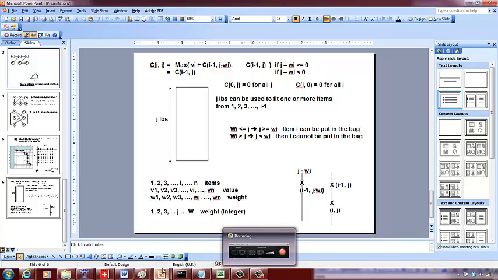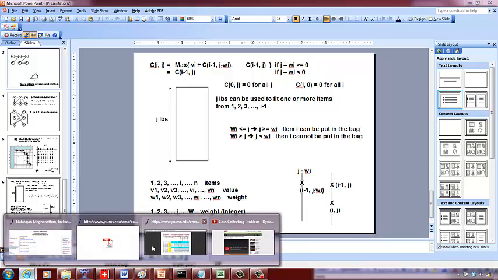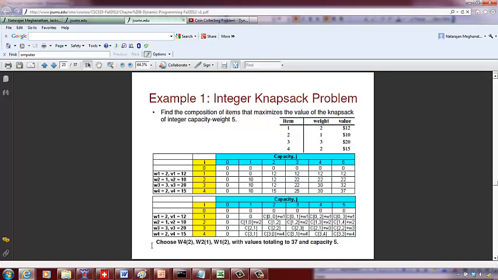So how do you really decide which items you have to select? This is our final solution, that's 37, which corresponds to this cell. So it means we have to start with this W4 and see what else we have to do, right? So pick item 4 and then you see C of 3 comma 3. So go to row 3, column 3, it says C of 2 comma 3. So go to row 2, column 3, which is this.